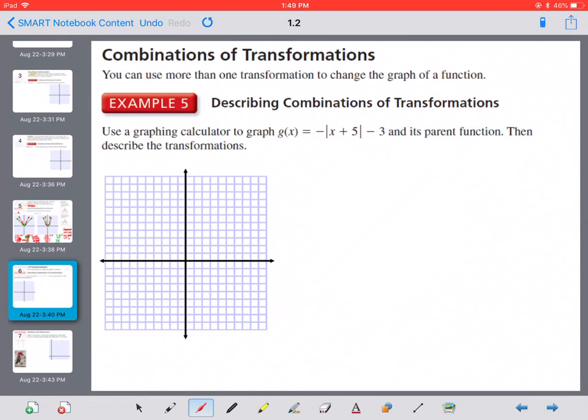Use a graphing calculator to graph g of x equals negative absolute value of x plus 5, minus 3, and its parent, and describe. That's the same thing we've been doing on every problem. Graph, graph, describe. So we're going to do that again. Now I can already tell certain things. I can already tell from right here that that is a reflection.